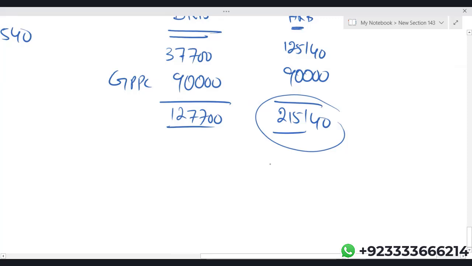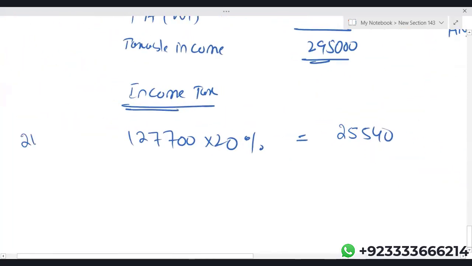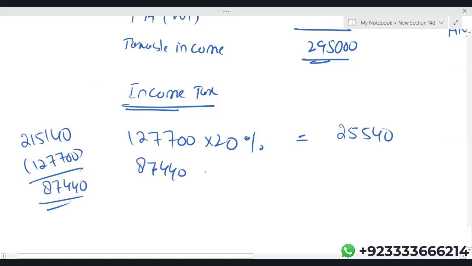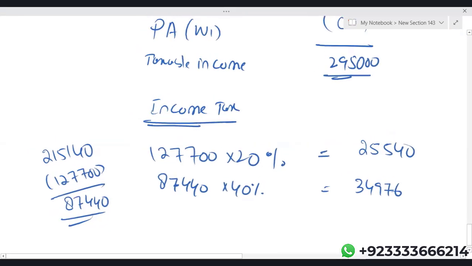It means now I'll take 2,15,140 minus 1,27,700. That is 87,440. That falls in high rate band, into 40%. I'm getting, students, 34,976. Let's recheck. 87,440 into 40%. Yes.